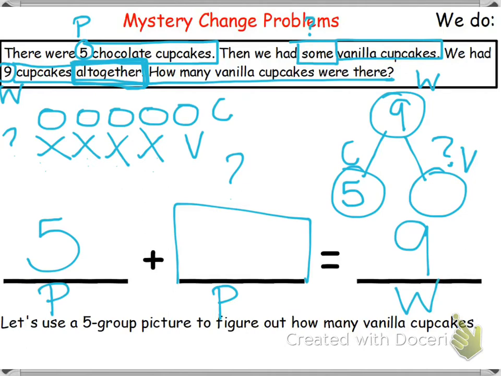So now, how many vanilla are there? 1, 2, 3, 4 vanilla. So I can write that right here, 4. So 5 plus 4 equals 9.